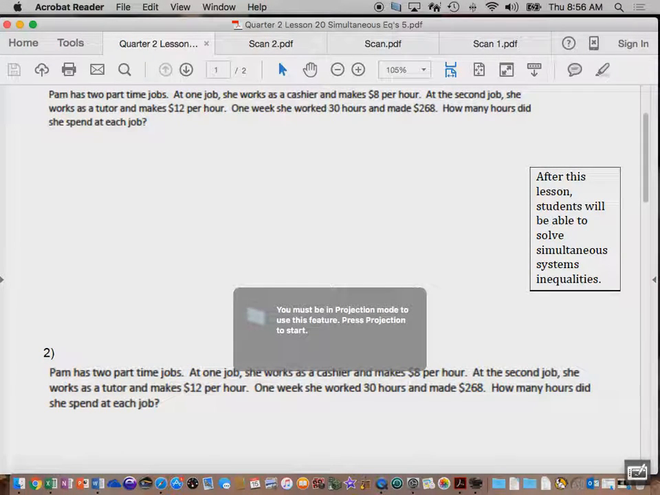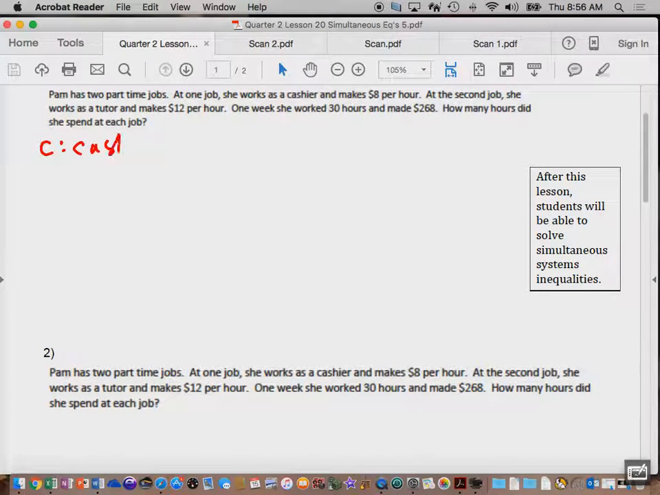So I'm going to let C be cashier and T be tutor. That makes sense, right? Okay. Makes $8 an hour as a cashier, so 8C. And then she makes 12 as a tutor. Altogether, she makes $268. So $8 for every hour she was a cashier, $12 for every hour she was a tutor, and altogether that week she made $268. Does that make sense?